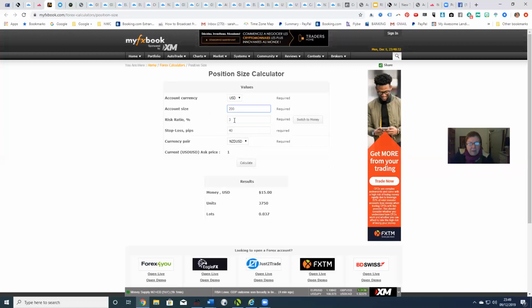So NZD USD at 3% on an account size of 200 with a 40 pip stop loss, calculate. That's telling me I'm risking $6 and I only need to place a lot of 0.01. And you can see on the other ones, at 0.04 on a 500 account size, your risk would be about $15, but here it's only $6 because your lot size of 0.01 is only worth 1 cent a pip.